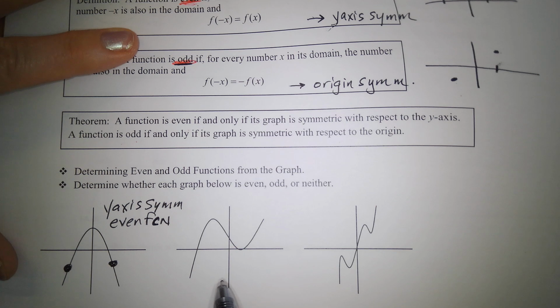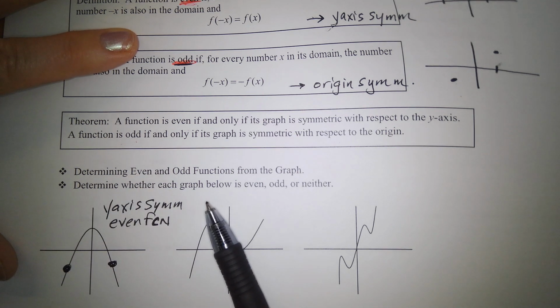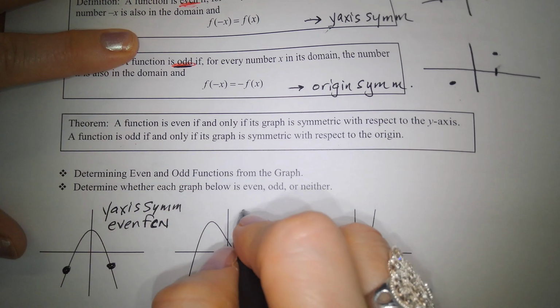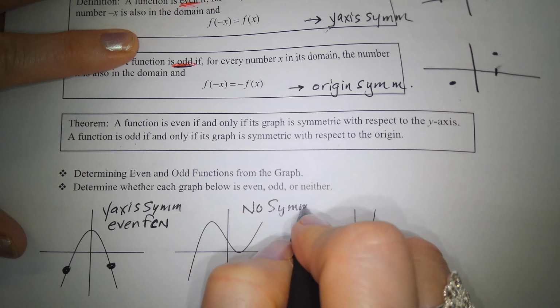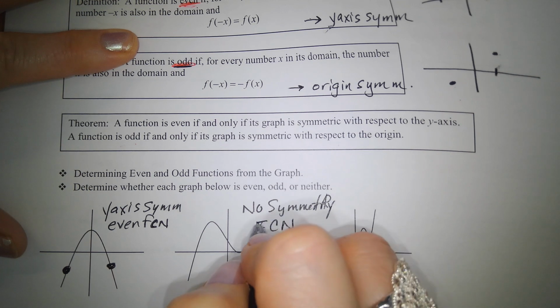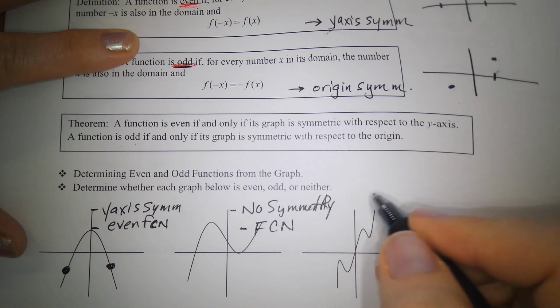Over here, this does not have any symmetry at all. You can see that this part of the graph is not over here, so it doesn't have y-axis symmetry. It also does not have origin symmetry, because this hump on this side has not been rotated 180 degrees around the origin. It is not in the fourth quadrant, so this has no symmetry. But it is a function. The previous one was a function that had y-axis symmetry. This is a function because it passes the vertical line test.